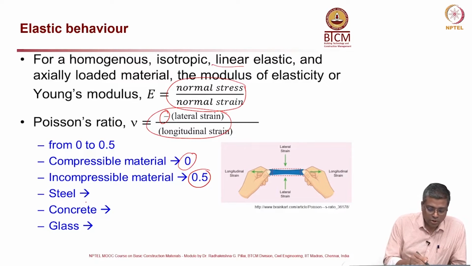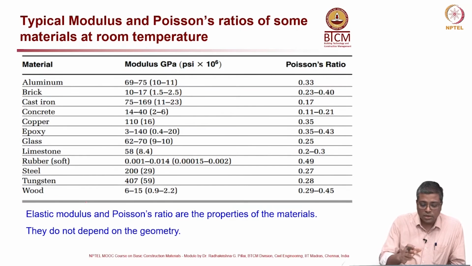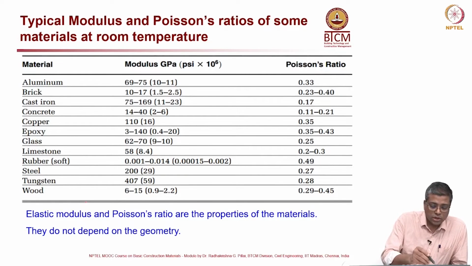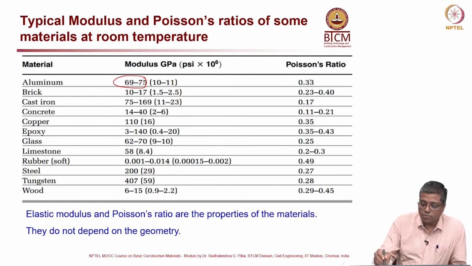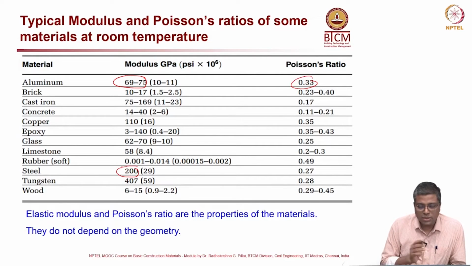Okay. Now, we can look at how these numbers are for steel, concrete, glass, etc. Here is a table which shows the range of Poisson's ratio and modulus for various materials. You can see aluminum modulus ranges from 69 to 75 GPa, whereas Poisson's ratio is typically 0.33. In case of steel, the modulus is about 200 for most steel, and Poisson's ratio is 0.2.